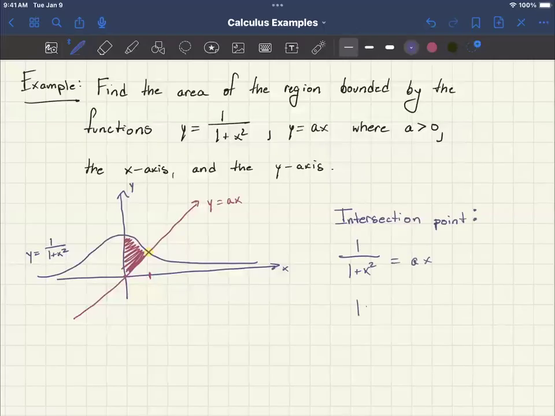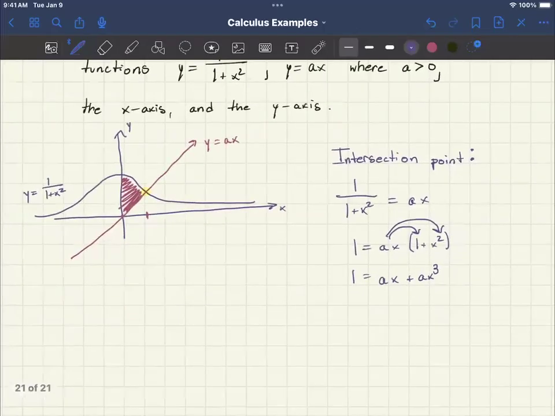Let's multiply both sides by our 1 plus x squared. So we're going to shift that all onto the right-hand side, and then we're going to multiply things out. So we're going to distribute that, and we are going to get ax plus ax cubed. Okay. And let's rewrite this equation: ax cubed plus ax minus 1 is equal to 0.